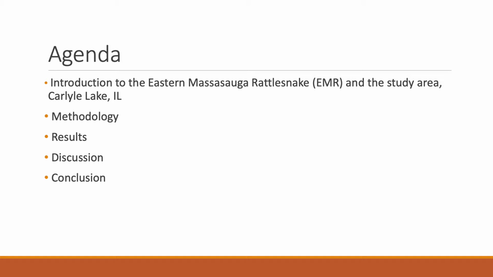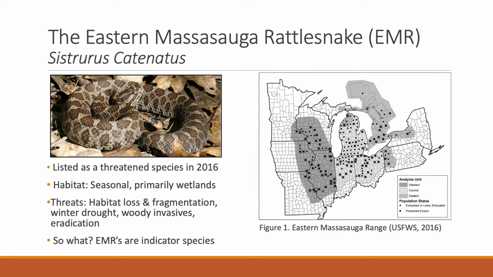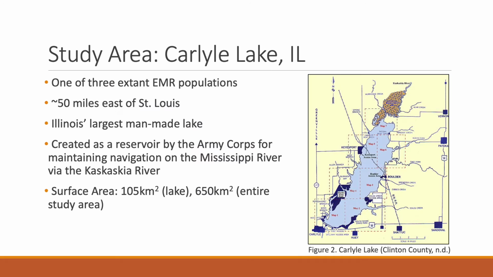I'll walk you through my research and we'll start with the introduction to the Eastern Massasauga. The Eastern Massasauga rattlesnake is one of two rattlesnakes native to the Great Lakes. Our study area is Carlisle Lake in Clinton County, Illinois. It is where one of three extant EMR populations currently lives.